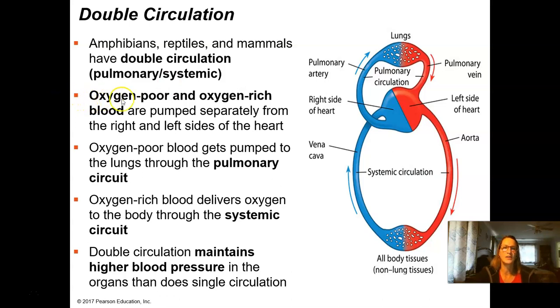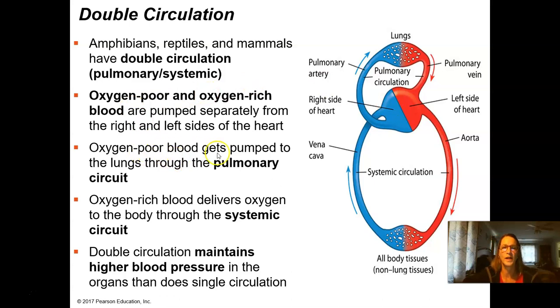So how this works is oxygen-poor and oxygen-rich blood are pumped separately from the right and the left sides of the heart. So here's the right side of the heart. This one is dealing with oxygen-poor blood. That's what the blue is representing. Here is the left side of the heart. And I know when you're looking at it, it looks like the right side, but when you're looking at these, it's as if this thing was lying on its back. So you have to think of it as opposite. So this is the left side of the heart, and the left side is dealing with the oxygen-rich blood.